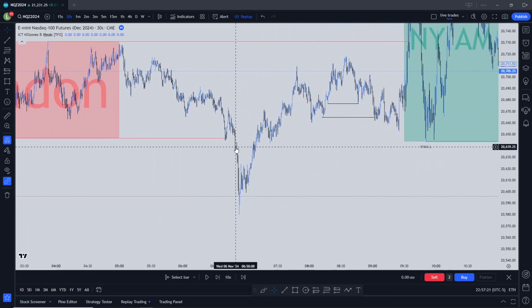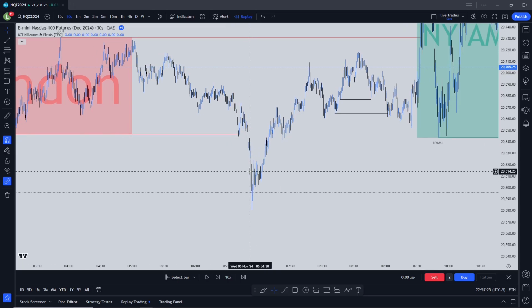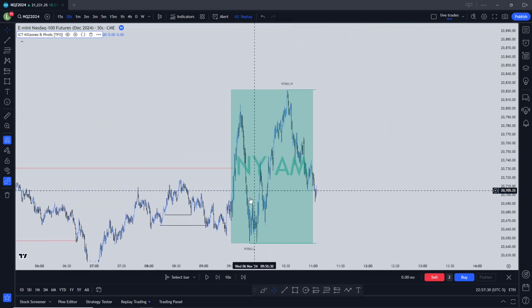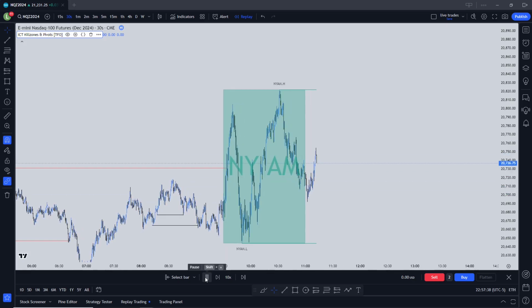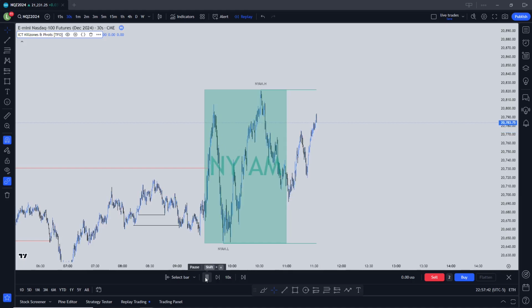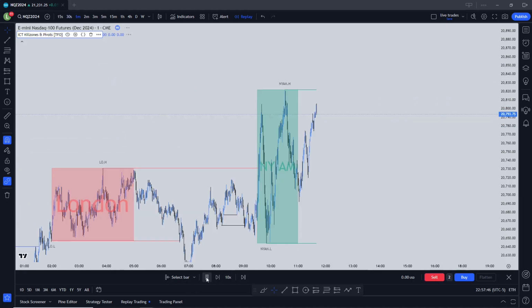Like, obviously sometimes you'll get movement like this outside of the kill zones, but it's not every day, right? It's a lot better to trade inside of these kill zones. It's a lot smarter to trade inside of these kill zones because that's when there's more volume in the market. And then we also have the New York lunch kill zone coming up here. Let me go on the 1 minute so it moves a little bit faster.